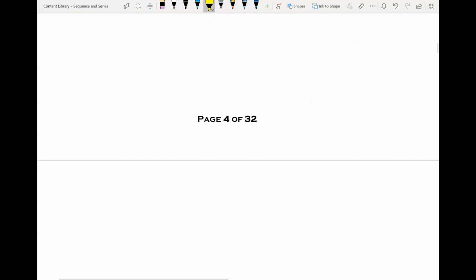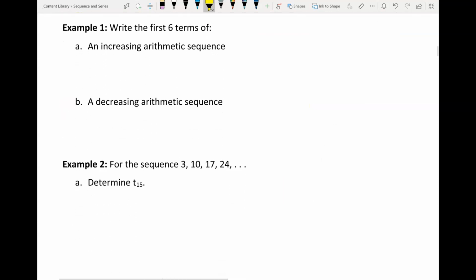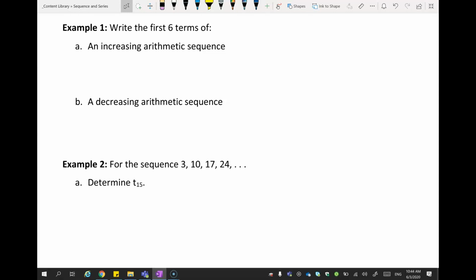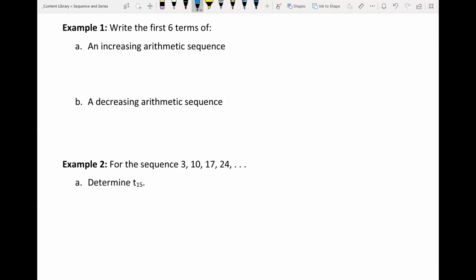So let's apply this general term of an arithmetic sequence to actual examples. We're going to start off by writing down the first 6 terms of any increasing arithmetic sequence. This could just be any arithmetic sequence. There's infinitely many. I'm just going to start with maybe 1 as my term 1, and I'll just go up by 2 from there. So 1 plus 2 is 3, 3 plus 2 is 5, 5 plus 2 is 7, 7 plus 2 is 9, 9 plus 2 is 11. There's 6 terms right there. So this is an increasing arithmetic sequence because my D is positive. In this case, it's positive 2.